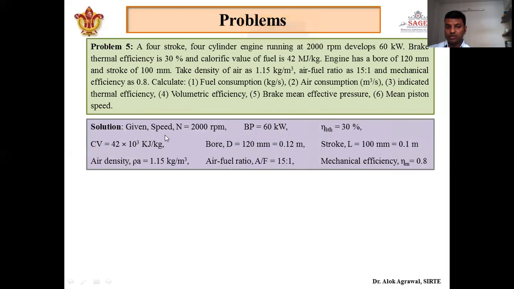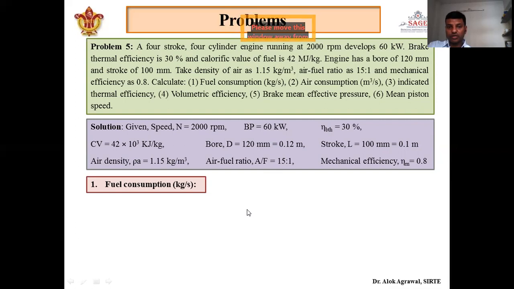So for the solution, we will start by writing the given conditions: speed N is equal to 2000 rpm, brake power is equal to 60 kilowatt, brake thermal efficiency is equal to 30%, cv is equal to 42 into 10 to the power 3 kilojoule per kg. Diameter we will convert from mm to meter, stroke length we will convert from mm to meter, and density, air fuel ratio, and mechanical efficiency are given.